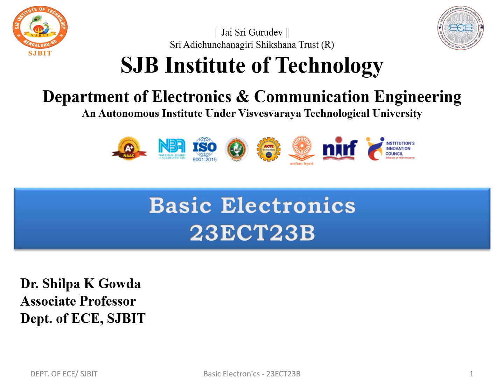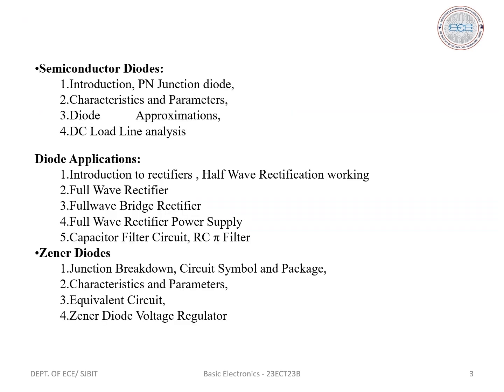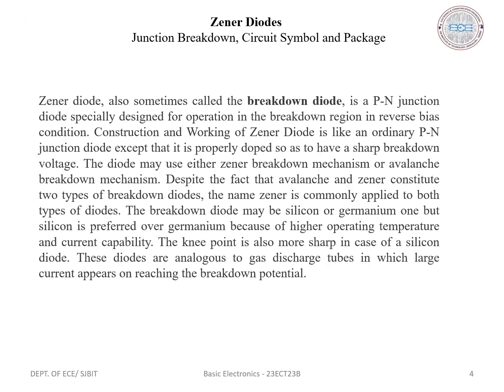Today I am going to explain some topics related to basic electronics. So first we will start with Zener diodes. A Zener diode is also sometimes called the breakdown diode. It is a PN junction diode specially designed for operation in the breakdown region in reverse bias condition.